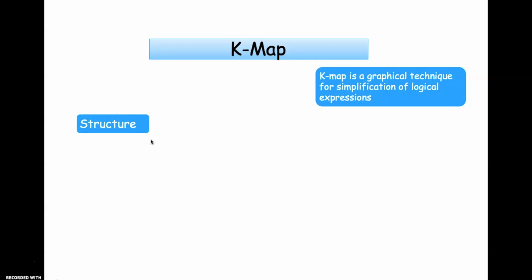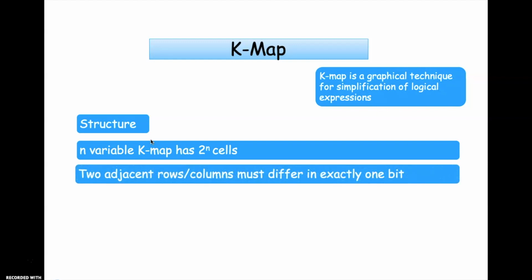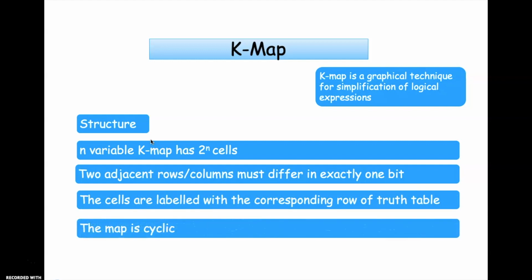Before discussing how to use KMap in simplifying logical expressions, let us discuss how to construct a KMap. To construct a KMap, we will follow these rules. First, an n variable KMap has 2 to the power n cells. Two adjacent rows or columns must differ in exactly 1 bit position. The cells are labeled with the corresponding row of the truth table. The map is cyclic. We will discuss these points one by one.